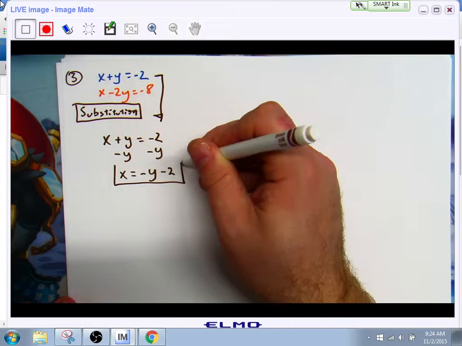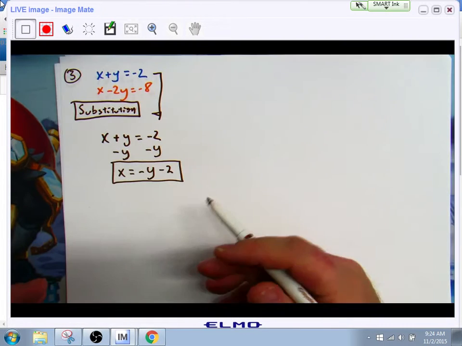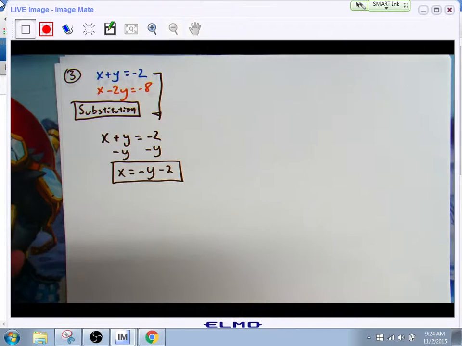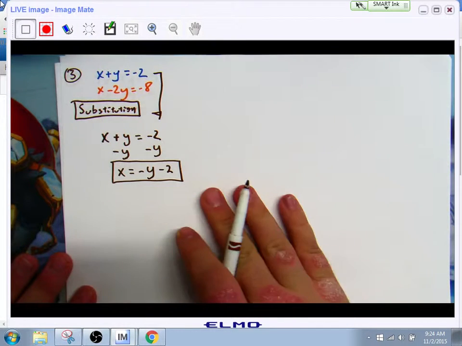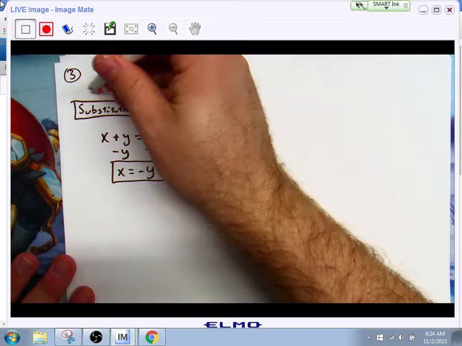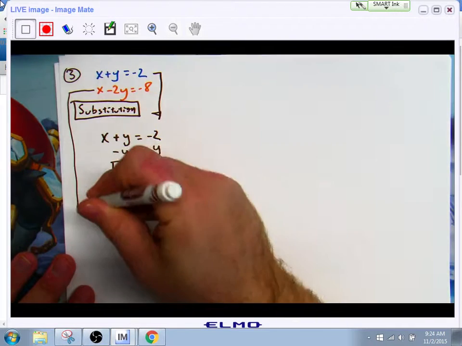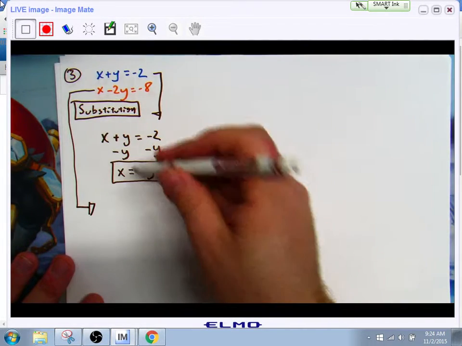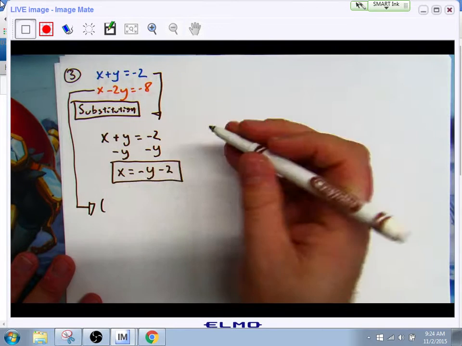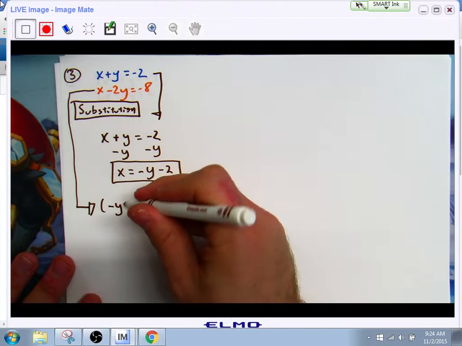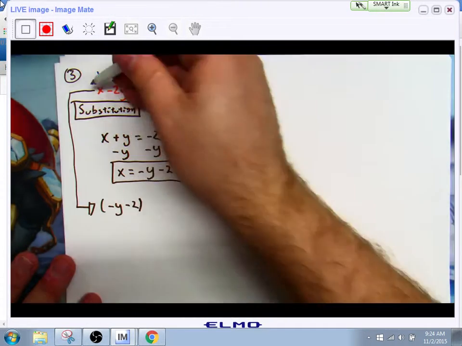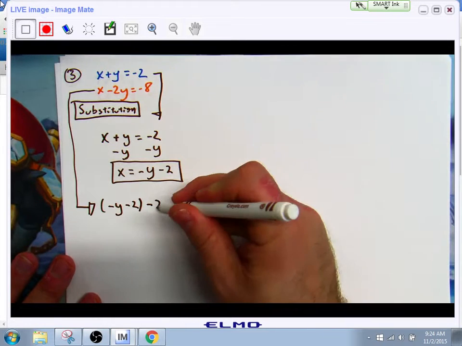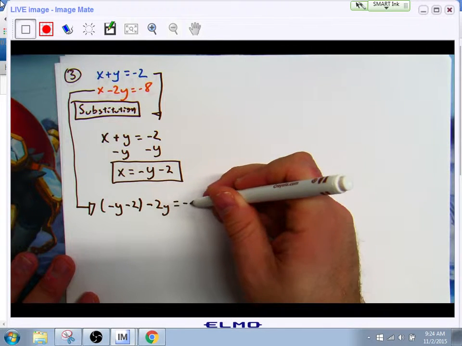Easy enough. I could have just as easily done y. I could have just as easily done x in my orange equation. Either way works. But I've done this now. So now I'm going to substitute it into the orange equation, right? You always have to substitute it into the other equation. So if x is negative y minus 2, that's what I'm going to write here instead of x. Negative y minus 2. And then I just copy it down. Minus 2y equals negative 8.